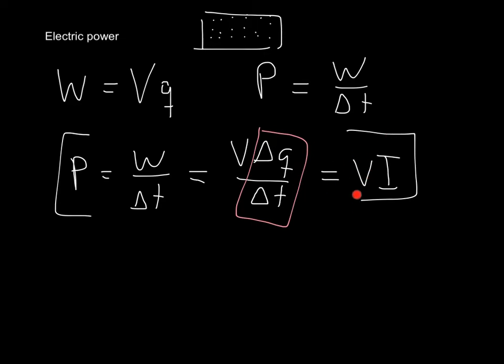We just need to know the potential difference between the two sides, the current going through it, and then we know the power that's dissipating. Now sometimes we find other ways of expressing this that are more handy for whatever situation that we're using.